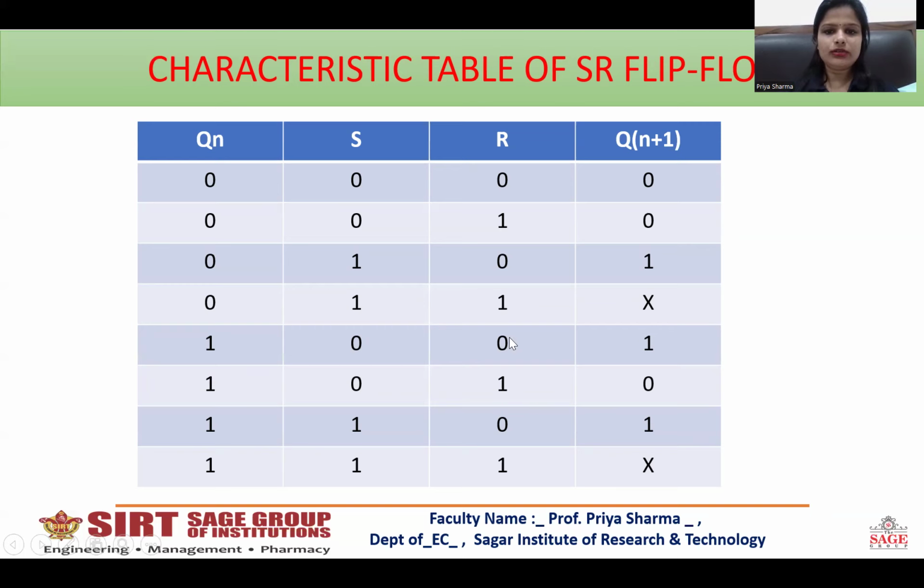Again, when 0, 0, the Qn plus 1 will be the Qn. So here Qn is 1, so I have written 1. For the 0, 1, the output is 0. For the 1, 0, the output is 1. For the 1, 1, the output is in don't care condition.